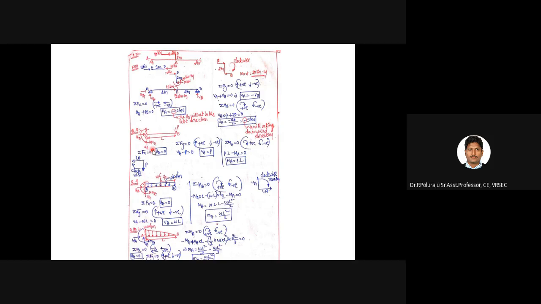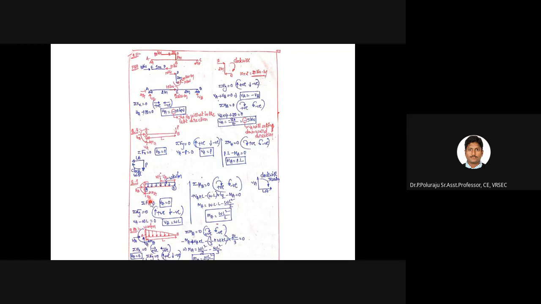clockwise couple. And there is a cantilever beam. For the cantilever beam, how to find out your bending moment, and even VA, HA, how to find out, you can easily observe here from the step-by-step procedure. And again, cantilever beam with UDL, how to find out the bending moment.